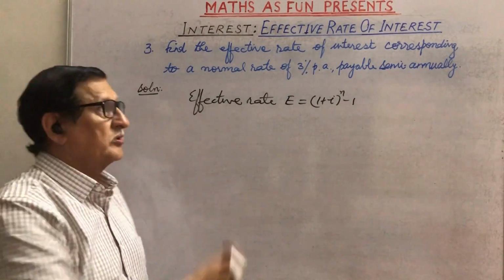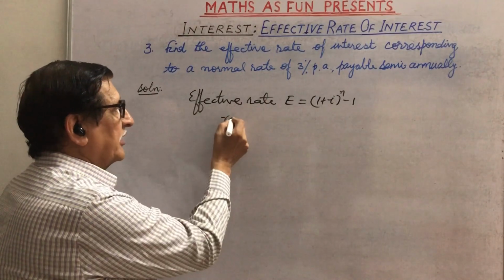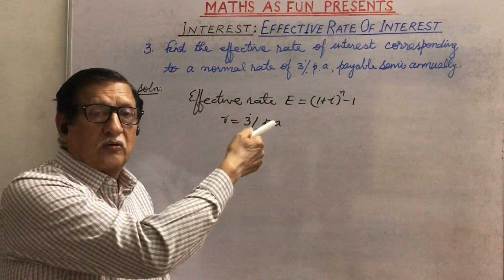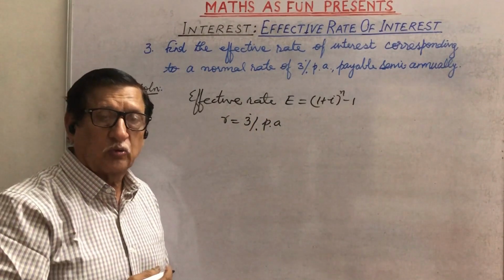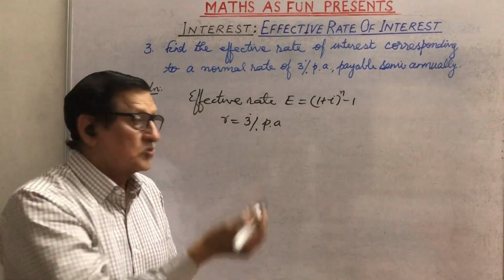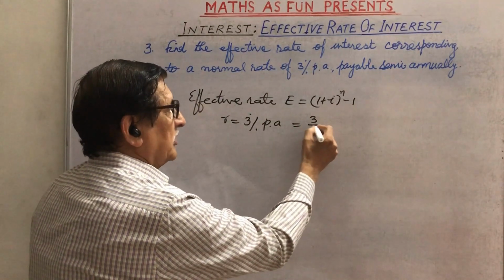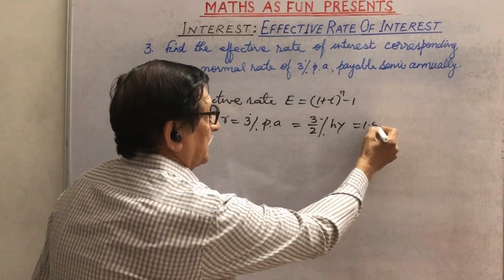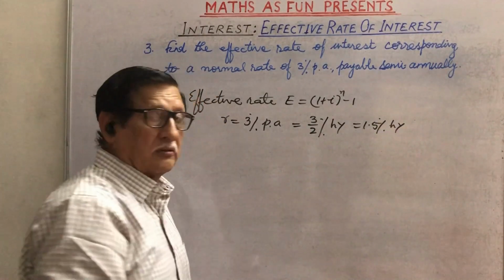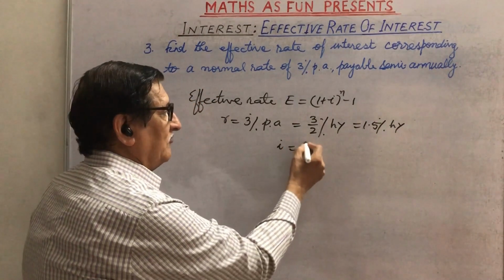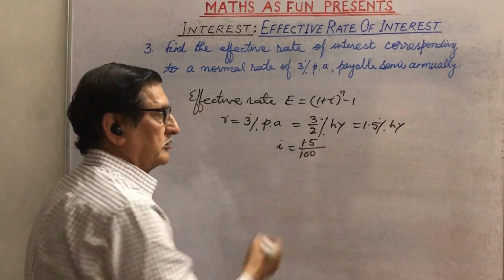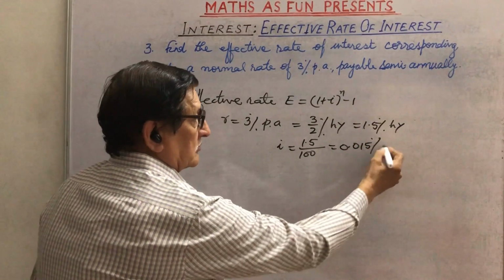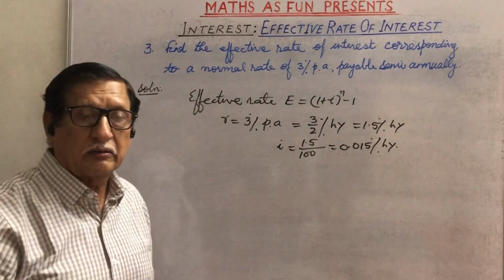So here the annual rate R has been given as 3%. But we are to compound it semi-annually. Semi-annually means half yearly. So can we say that this will be 3 by 2% half yearly, or we can say 1.5% half yearly? It means what is I? I will be 1.5 upon 100, that is 0.015. So we have calculated the value of I here.